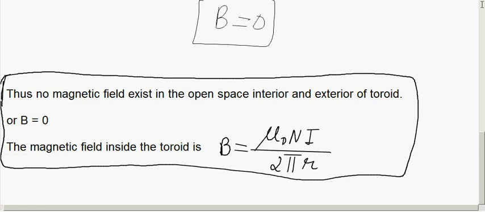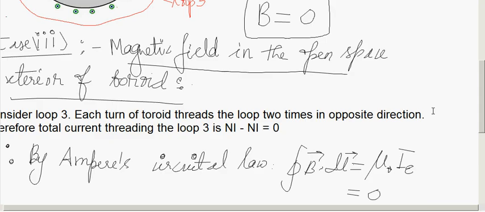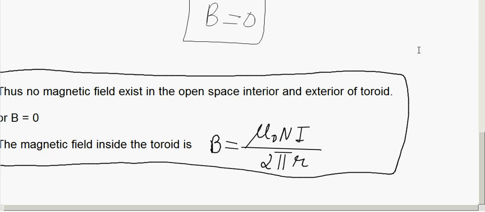Similarly, when you consider the second case, that is in the open space interior of the toroid, when you consider this loop, the current threading the loop is 0 because we can see that all the currents are outside this loop, not inside this loop. Therefore, magnetic field becomes 0. Now, when you consider a point outside the toroid, each turn threads the loop twice, but in opposite direction. One is entering, the other one is coming out. So these two currents cancel each other. So the total current again becomes 0, and hence we get the total magnetic field in the open space outside the toroid is 0.